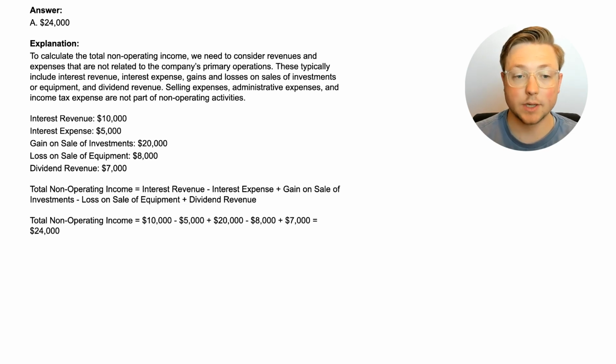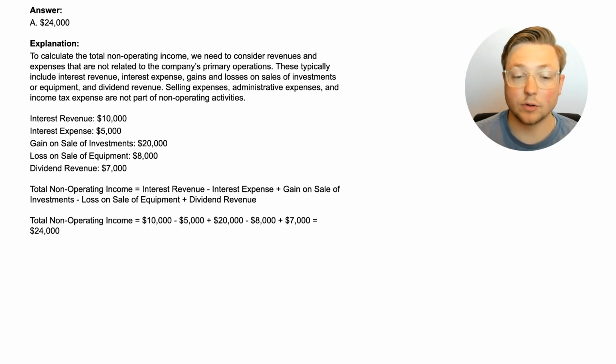So let's go through this. To calculate the total non-operating income, we need to consider revenues and expenses that are not related to the company's primary operations. And again, we talked about the stuff that is related to that in the previous question. So for non-operating, these typically include interest revenue, interest expense, gains and losses on sales of investments or equipment, and dividend revenue. Selling expenses, administrative expenses, and income tax expense are not part of non-operating activities.